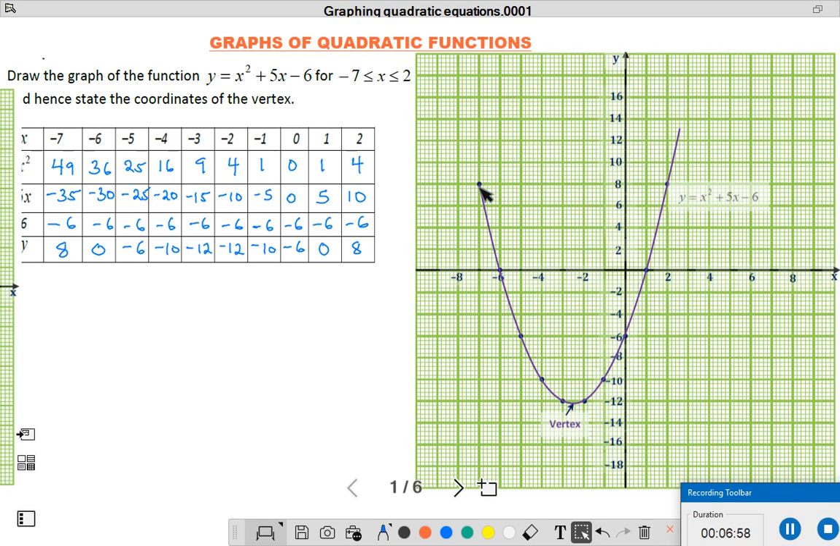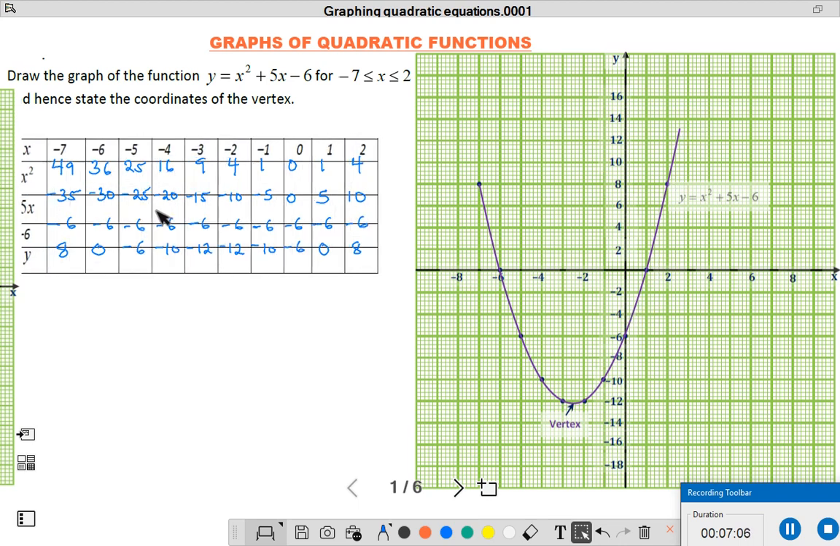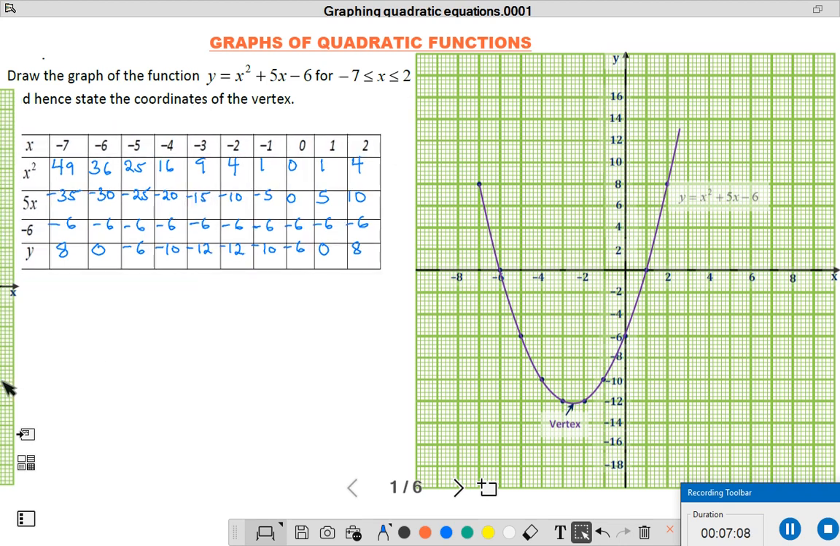So this is our smooth curve passing through all the plotted points which we have got from our table here. Now we are going to find the vertex. Our vertex is the turning point, and you can see that when the curve changes direction, initially the curve is sloping downward, but after reaching a certain point, it turns and changes direction. So we have a turning point here, and that is our vertex. So we must read the coordinates here.